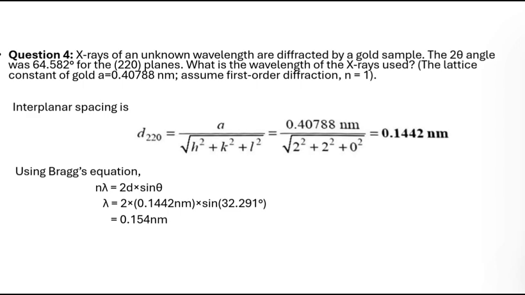Fourth question. X-rays of an unknown wavelength are diffracted by a gold sample. The 2 theta angle was 64.582 degree for the 2 2 0 planes. What is the wavelength of the X-rays used? The lattice constant of gold a is equal to 0.40788 nanometer. Assume first order diffraction, n is equal to 1.